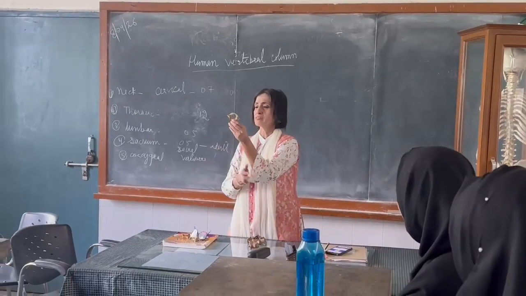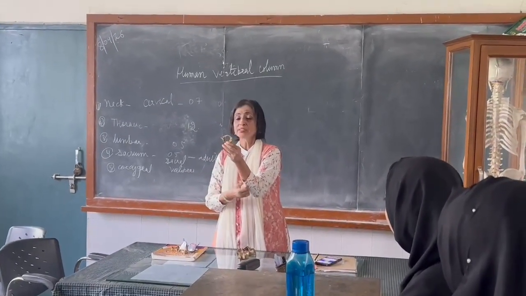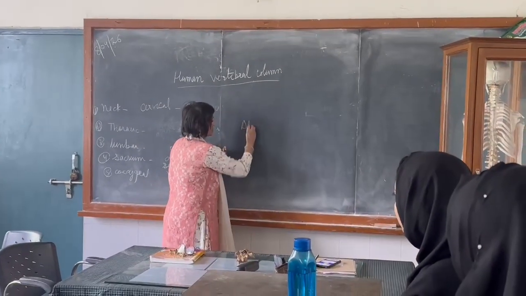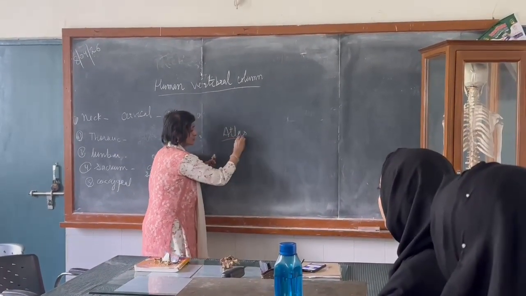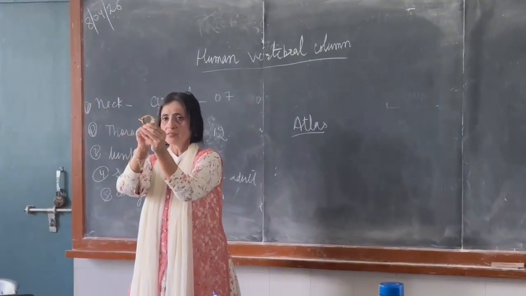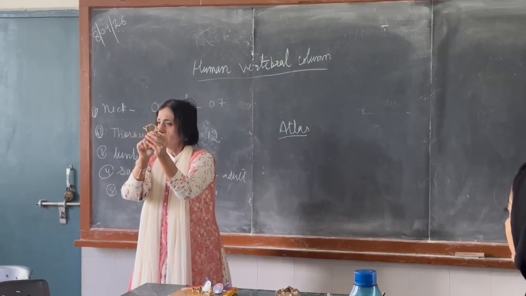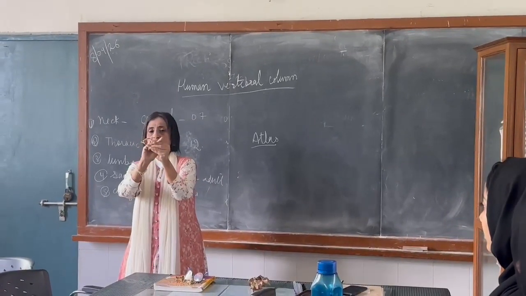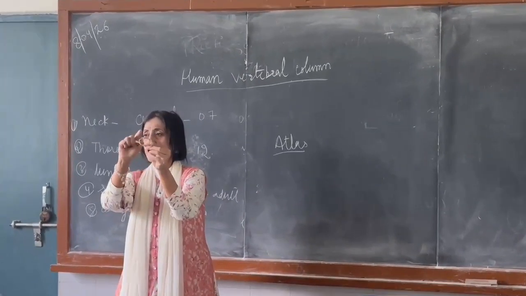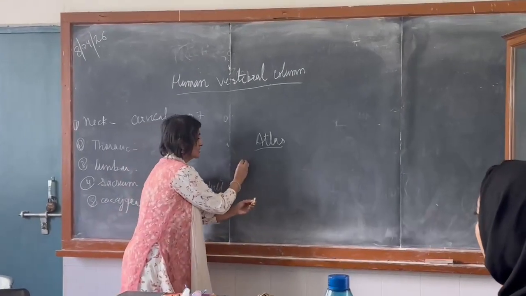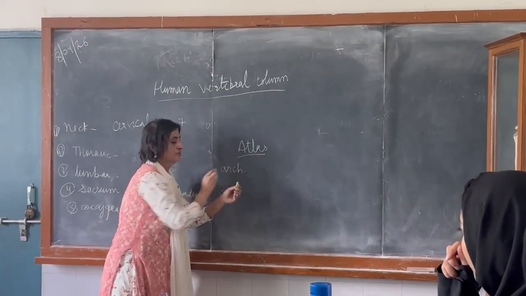This is the first cervical vertebrae, right? The first cervical vertebrae is called atlas. Come to the main structure of the vertebrae. This is the canal called neural canal, where the spinal cord passes, right? And these are the surrounding processes. This bone structure is called neural arch, A-R-C-H.